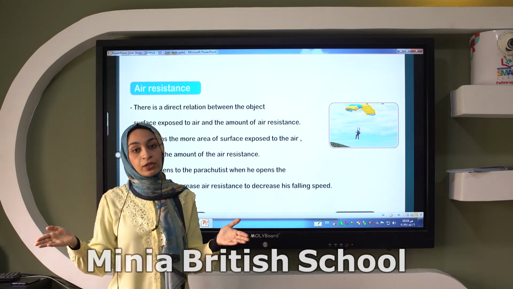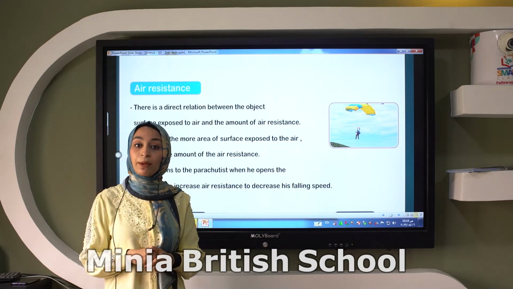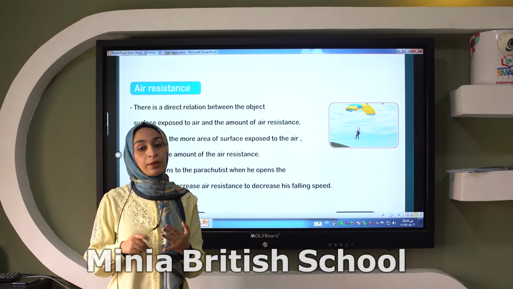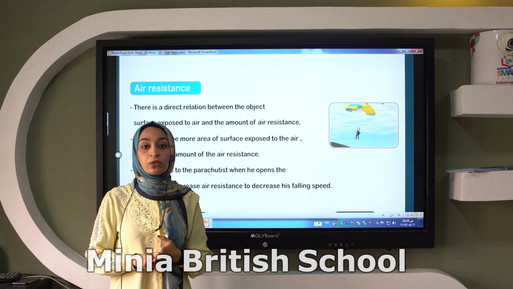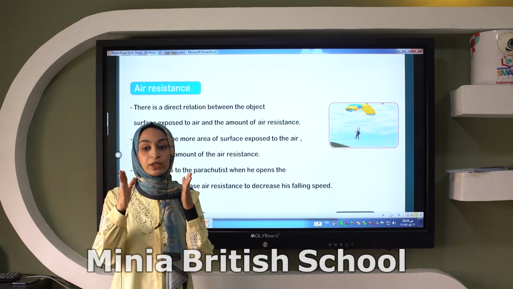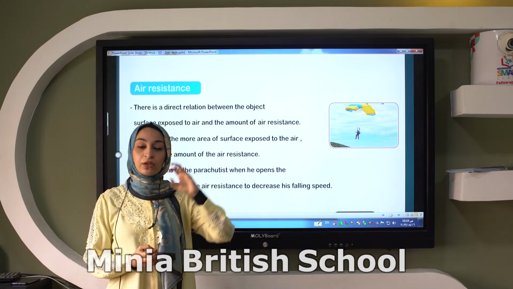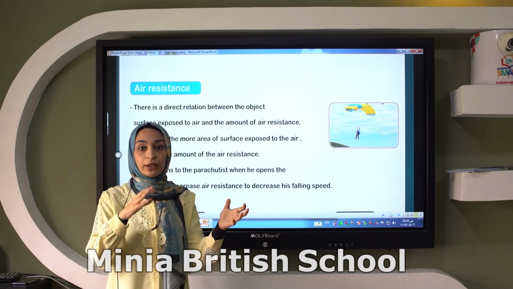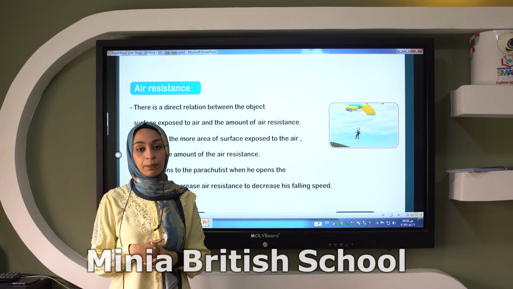Also, a bat stretches its wings during landing, with the same answer as the parachute. But what about objects that have a streamlined shape? A streamlined shape, like some new cars, rockets, airplanes, and aircraft. We need to increase their speed, so they need to decrease the surface area, so the air resistance decreases and the speed increases. So aircraft, airplanes, and some new cars have a streamlined shape, while a bat stretches its wings and a parachutist opens his parachute.